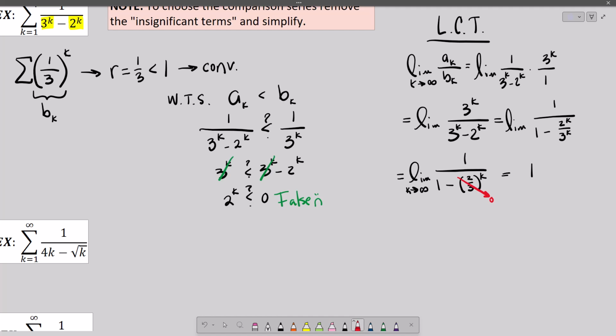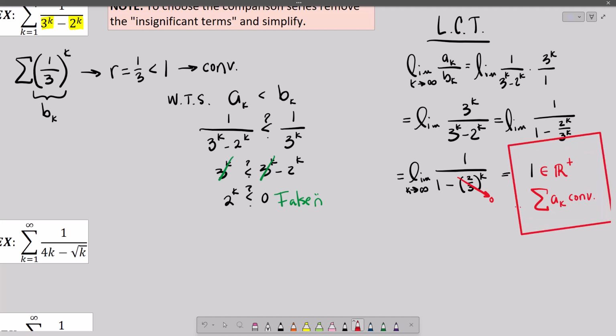Okay, now conclusion for limit comparison test. Limit comparison test says if you get a positive real number, that's what we got, this is a positive real number. What's our conclusion? Sum of a sub k also converges. So the sum we're analyzing, the sum of a sub k, does the same thing as the sum of the b sub k's. The b sub k series converges, so the a sub k series converges as well. Or you could say both series converge.